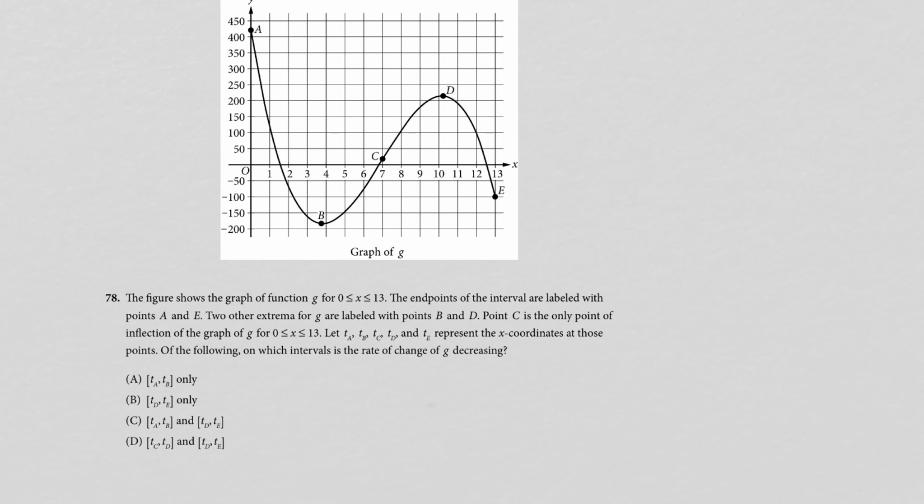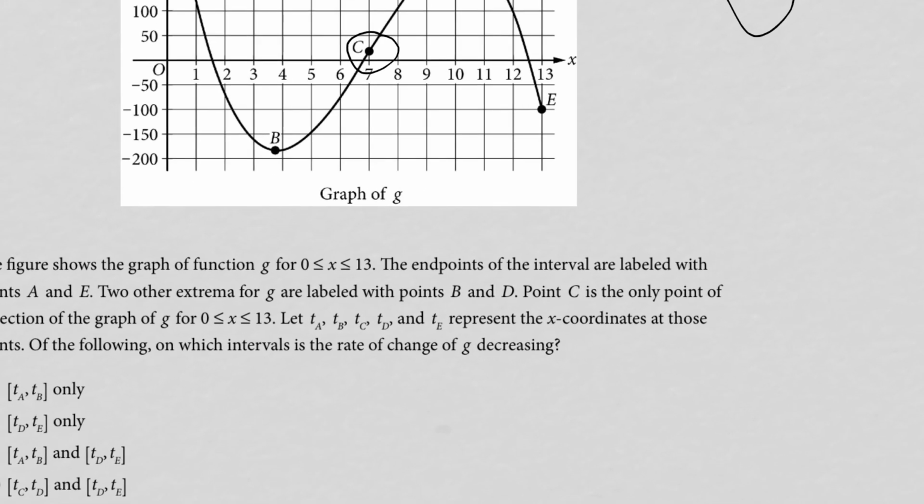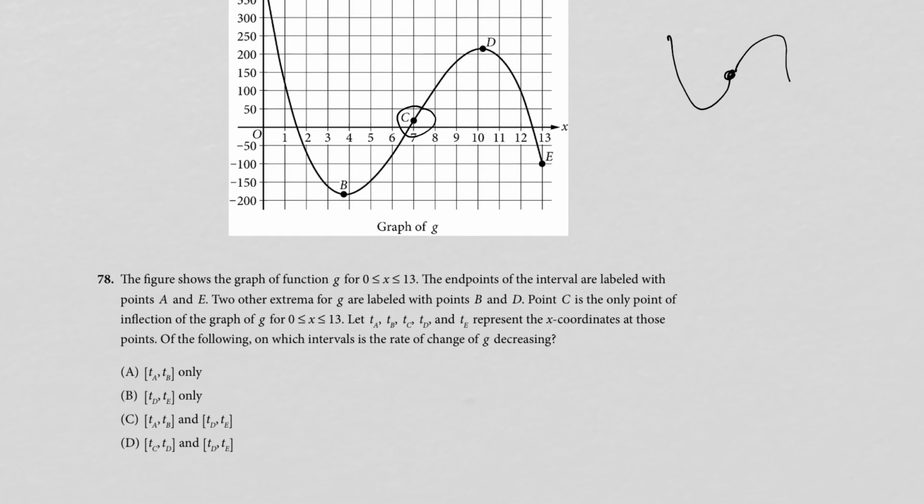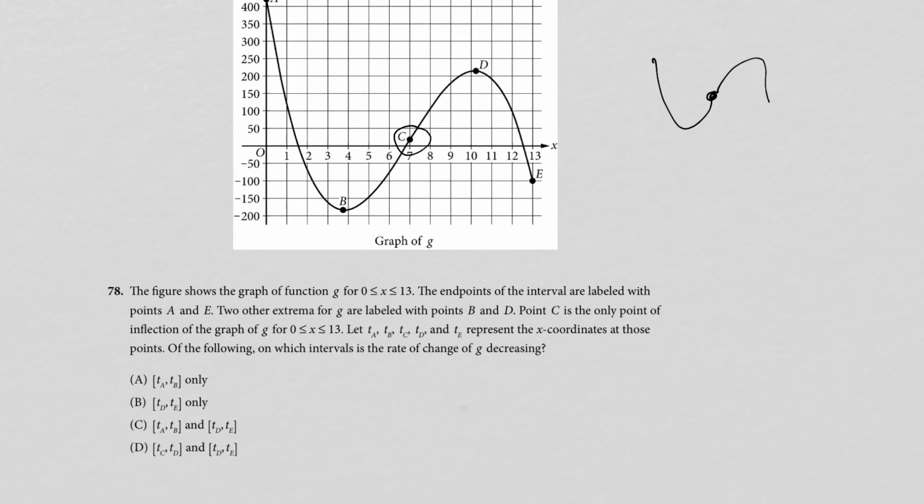Okay, here's a graph from 0 to 13. The endpoints are labeled A and E. The other extrema for G are B and D, and C is a point of inflection. Inflection is when it switches from a smiling graph to a frowning graph. Okay, they have tA, tB represent the x-coordinates. In which of the intervals is the rate of change of G decreasing? Rate of change decreasing is a fancy way of saying it looks like a frown.